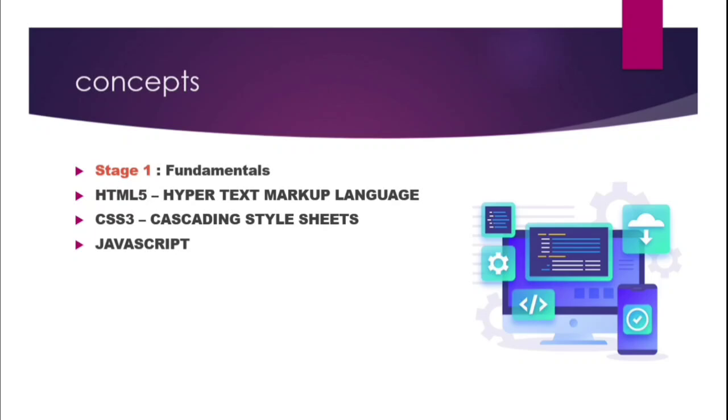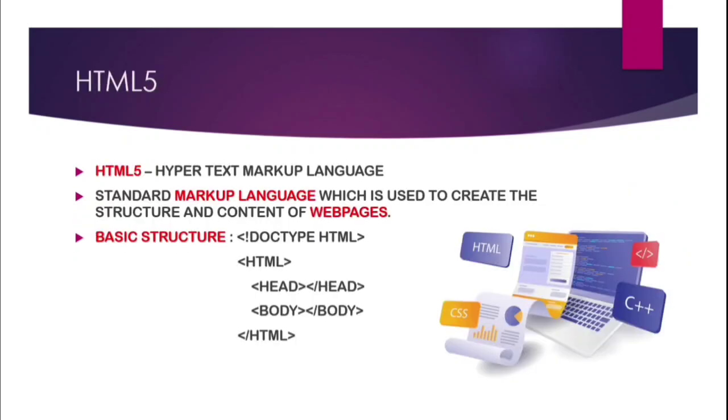Here we have HTML5, which is hypertext markup language, CSS3 cascading style sheets, JavaScript. Then we can go to HTML5, the first language that you need to learn to begin your front-end journey. HTML5 stands for hypertext markup language. This is the standard markup language which is used to create the structure and content of web pages. You can consider HTML5 as the skeleton of a human body, the bones that form the skeleton structure. So that is nothing but HTML5.